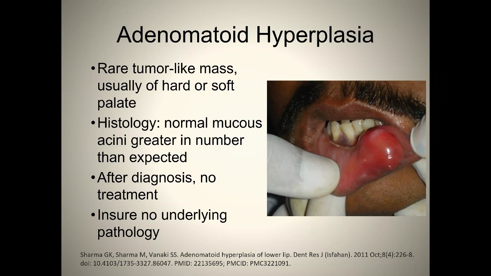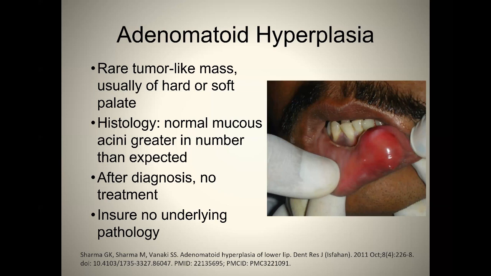However, when a biopsy is performed, all we see on the biopsy is normal mucus acini, but maybe we see a little bit more than we'd expect in that area. So we expect to see mucinous acini in the palate and in the lip, but on biopsy, we might just see more of them. They are not increased in size, unlike sialosis. They are completely normal, but there's just more of them. After diagnosis, there is no treatment required for these patients. There is no tumor transformation. It's kind of this anomalous increase in number of glandular elements.